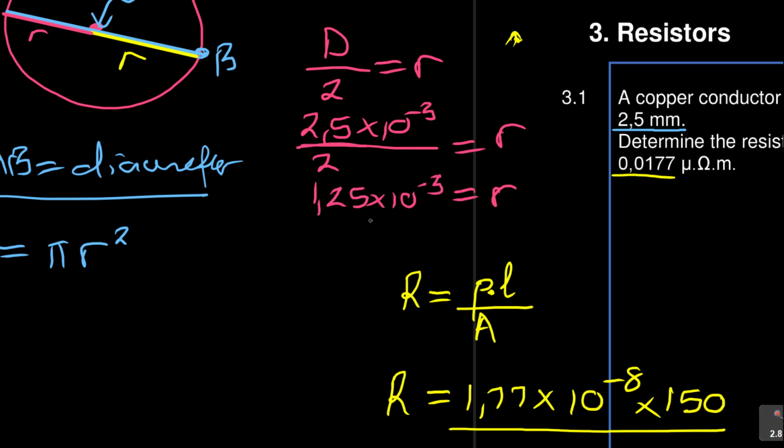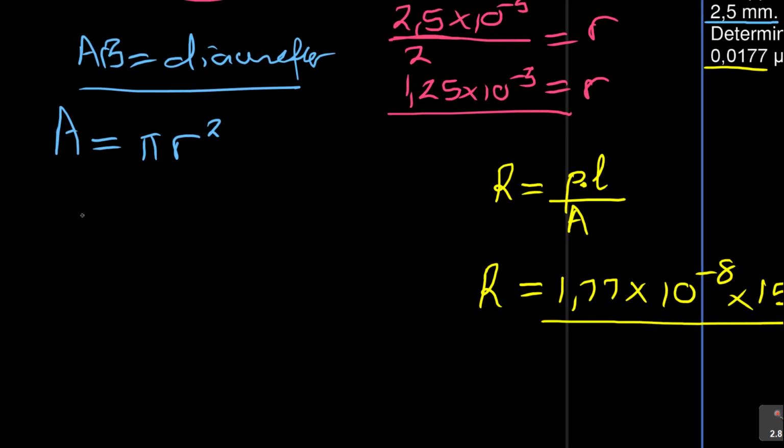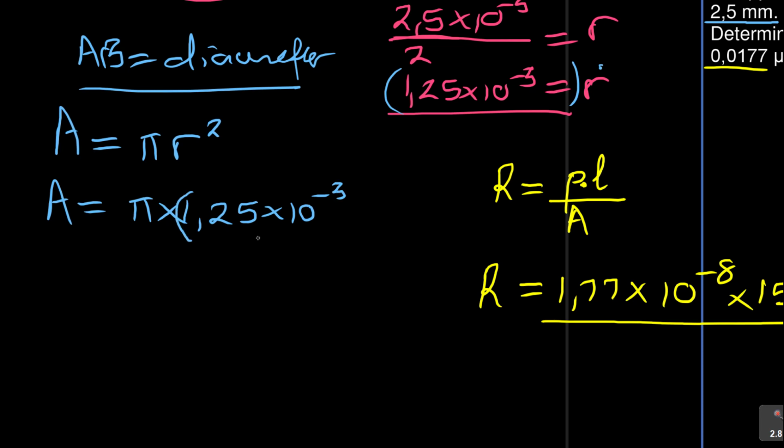So this is what you have as your radius. Now you can come here and say, what is my area now? My area is equal to pi times r. You have your r now, which is 1,25 times 10 to the power negative 3. Because of this long number, put a bracket there and then you put squared.